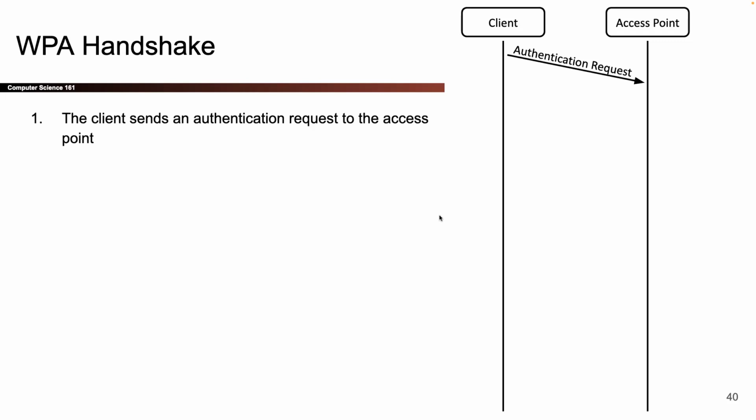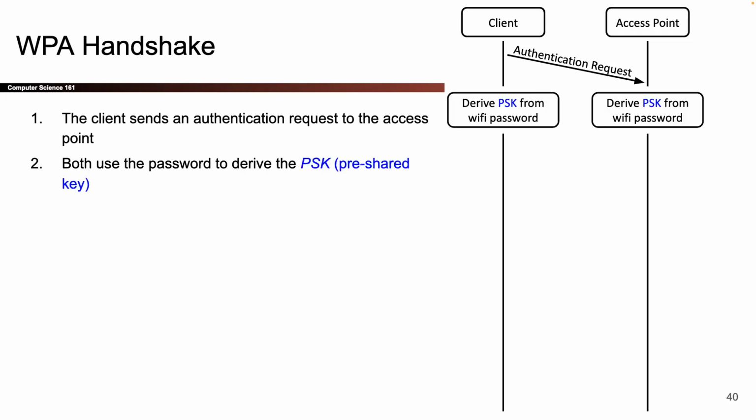So the first thing that should happen is the client should walk up to the access point and say, I would like to connect to the network, please. So it's just a request. Client sends to the access point and says, hi, I'm the client. I have the password. I want to connect to the network, please. Is that okay? Okay, great.